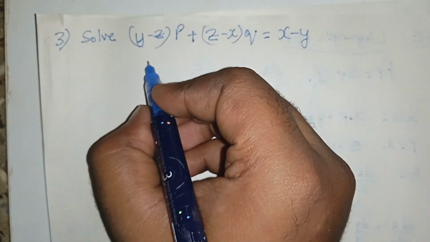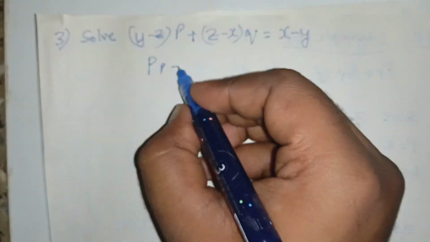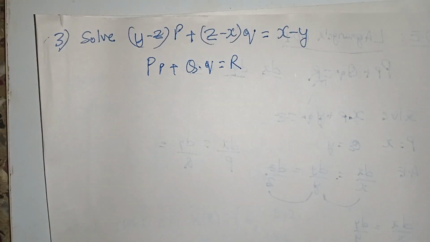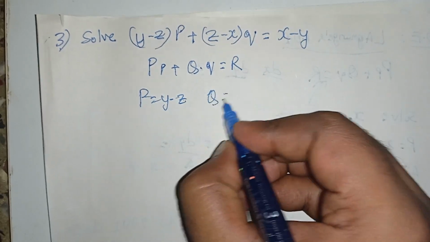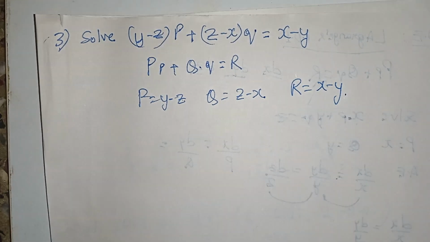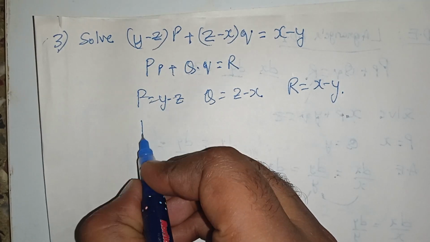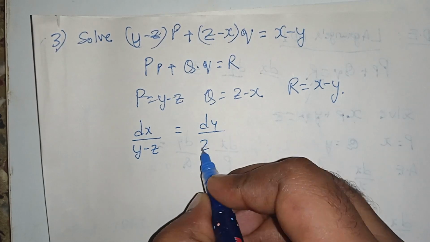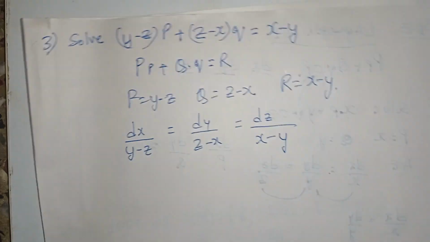So it looks like capital P into small p plus capital Q into small q equal to R, where capital P is y minus z, capital Q is z minus x, and capital R is x minus y. So I will write the auxiliary equations: dx by y minus z equal to dy by z minus x is equal to dz by x minus y.